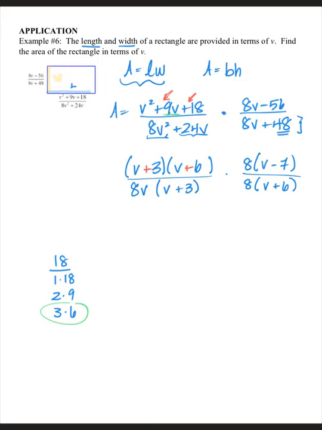So now let's reduce. Are there binomials that repeat? A binomial that is in both the numerator and the denominator will reduce to 1. Here I have a v plus 3, that's gone. Here I have a v plus 6, that's gone as well. And we have one more common term, 8 over 8. This reduces to 1. This is a great problem. So I am left with the binomial v minus 7 in the numerator and 8v in the denominator. So this expression represents the area of the rectangle. Have a great day, everybody.